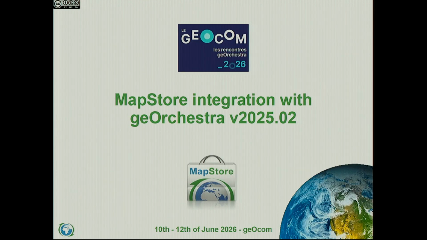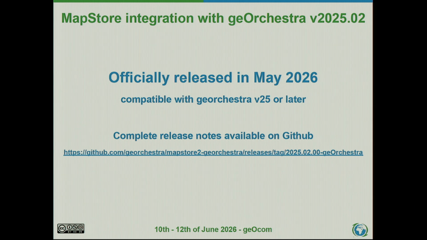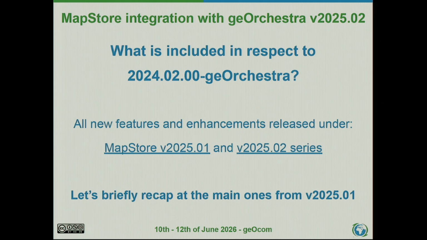So let's start with the integration with geOrchestra. The latest release, 2025-02-00, has been released in May 2026. It is compatible for sure with geOrchestra version 25. The release notes are all available in the usual GitHub page. In respect to the previous version, this one includes all new features and capabilities we have released as part of MapStore 2025-01 and 02 last year.